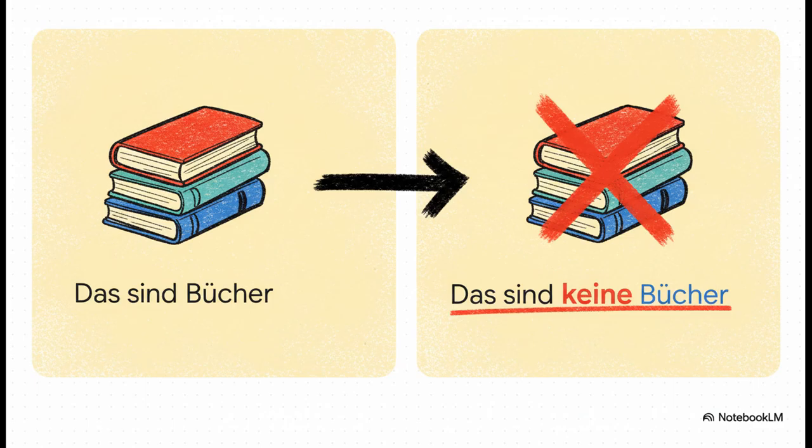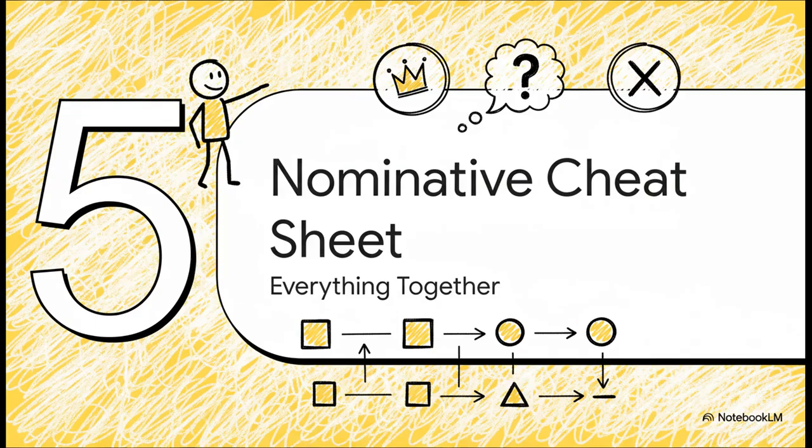Okay, here's a super important little detail. Remember how we said there's no plural for ein? You can't say a books, but kein is different. It does have a plural form, and it's keine. So while you'd say those are books as just Das sind Bücher, if you want to say those are no books, you use keine. Das sind keine Bücher. Okay, that was a lot, but hopefully you can see how it all fits together with a really clear logic. So let's bring it all home and put everything we just learned into one simple, powerful cheat sheet.